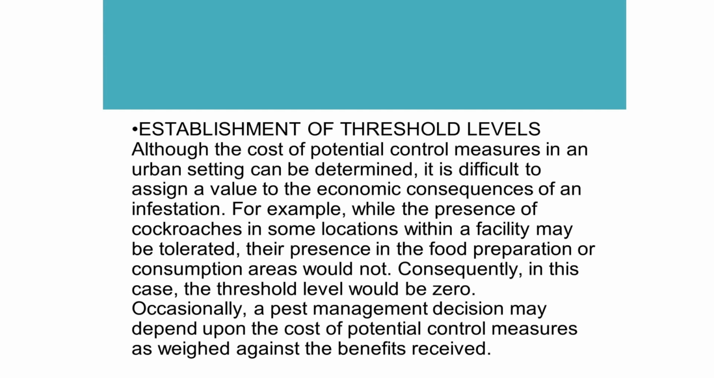Although the cost of potential control measures in an urban setting can be determined, it is difficult to assign a value to the economic consequences of an infestation. For example, while the presence of cockroaches in some locations within a facility may be tolerated, their presence in the food preparation or consumption areas would not. Consequently, in this case, the threshold level would be 0. Occasionally, a pest management decision may depend upon the cost of potential control measures as weighed against the benefits received.